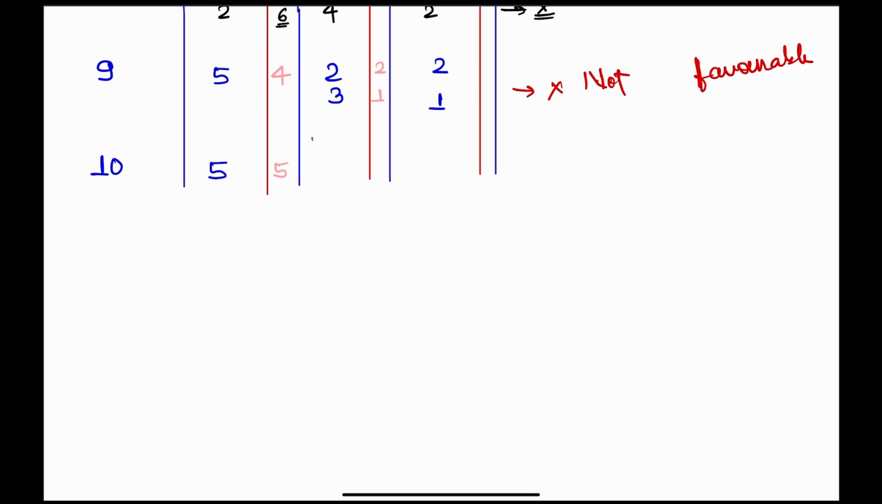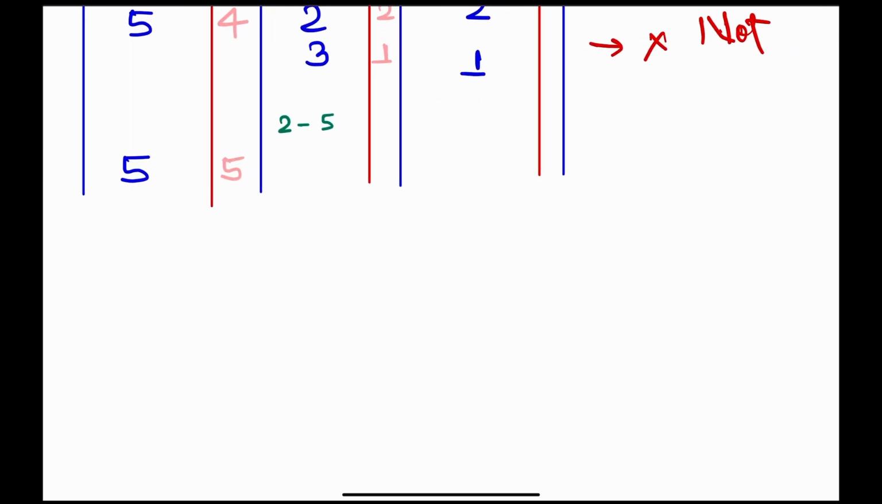B also has the possibility to choose between 2 and 5. Okay, so B won't choose 5. If B chooses 5, then in this game only B is going to lose. So let's think about what B can do.